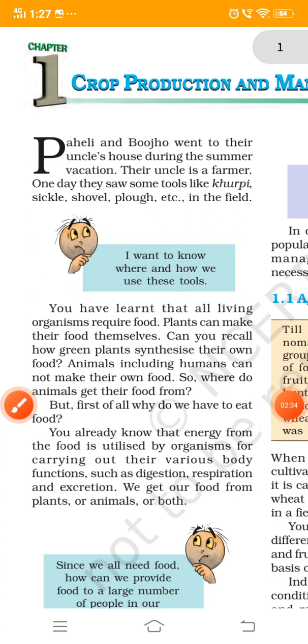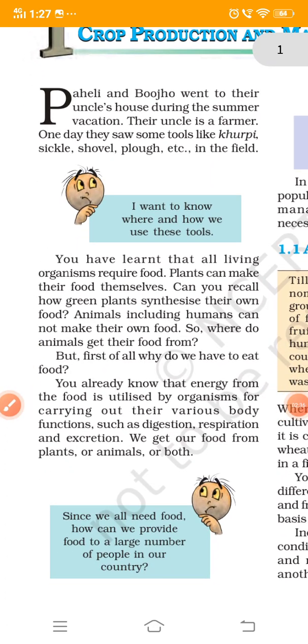Now here is one question. Where do animals get their food from? Animals, including humans, cannot make their own food, so where do they get food? They are heterotrophs, because they do not make their own food. They depend upon other things for their survival. So like humans, animals depend upon plants, of course, because they do not make their own food.